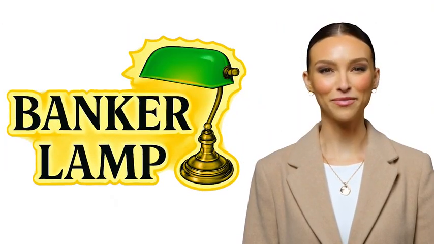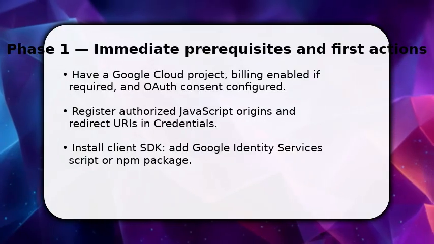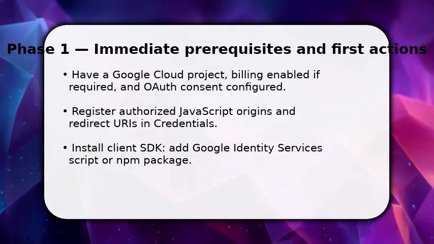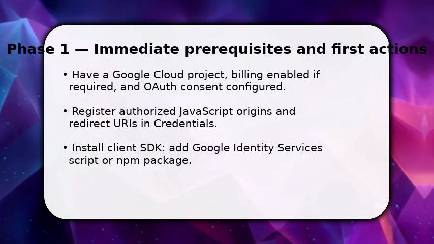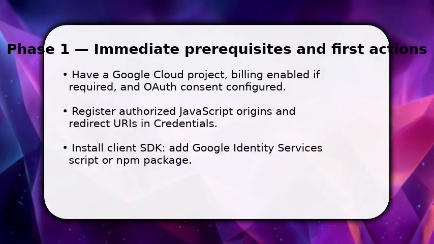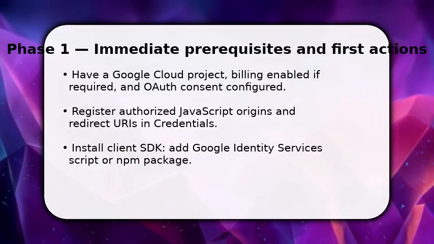Please enjoy the video. You begin by confirming prerequisites: a Google Cloud project and OAuth consent screen configured. This authorizes your app. Next, create OAuth 2.0 credentials and enter authorized JavaScript origins and redirect URIs.